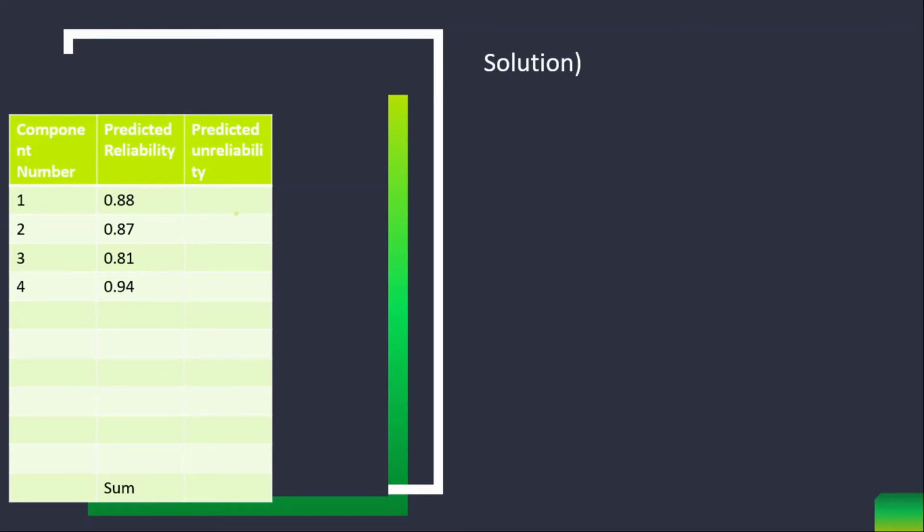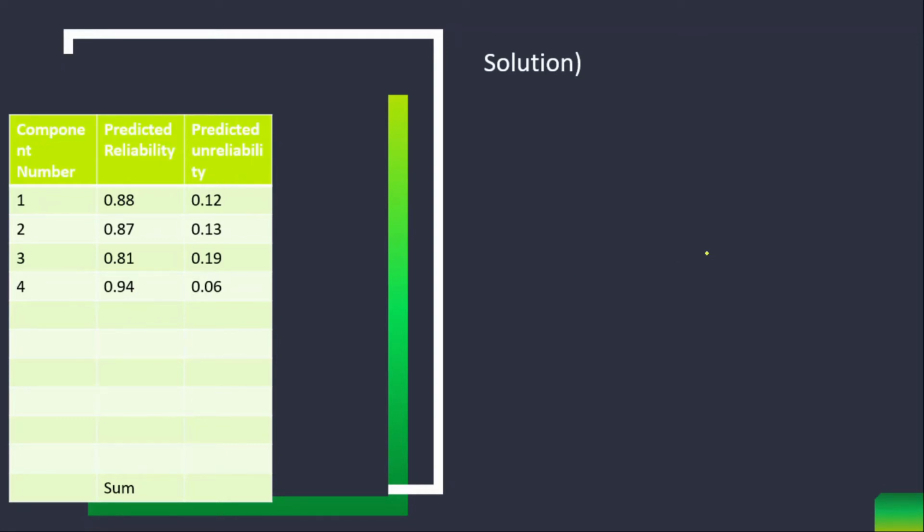The predicted unreliability of the first component is 1 minus 0.88. The predicted unreliability of the second component is 1 minus 0.87. The predicted unreliability of the third component is 1 minus 0.81. The predicted unreliability of the fourth component is 1 minus 0.94. So the first component is 0.12. Then for the second component, 1 minus 0.87, 0.13. For the third component, 1 minus 0.81, that is 0.19. For the fourth component, 1 minus 0.94, that is 0.06.